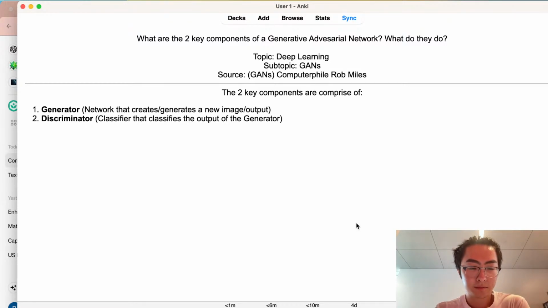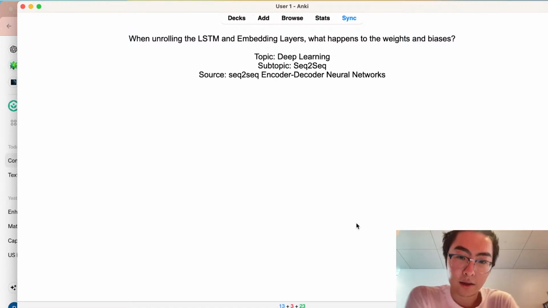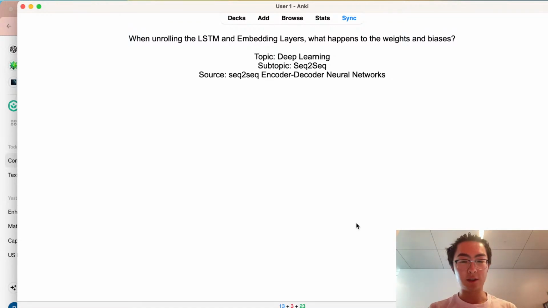Okay. When unrolling the LSTM and embedding layers, what happens to the weights and biases? They should be just the exact same.